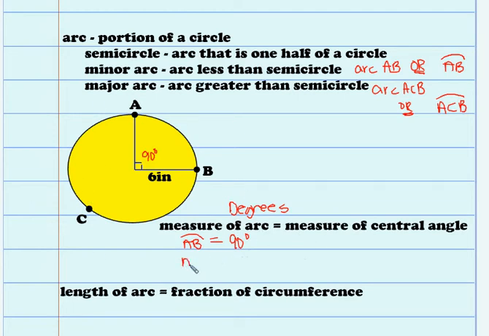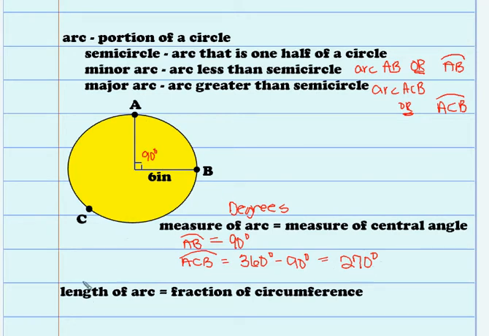We can find ACB. Remember there are 360 degrees in a circle. So it's 360 degrees minus the 90 we already used. That's 270 degrees for arc ACB.